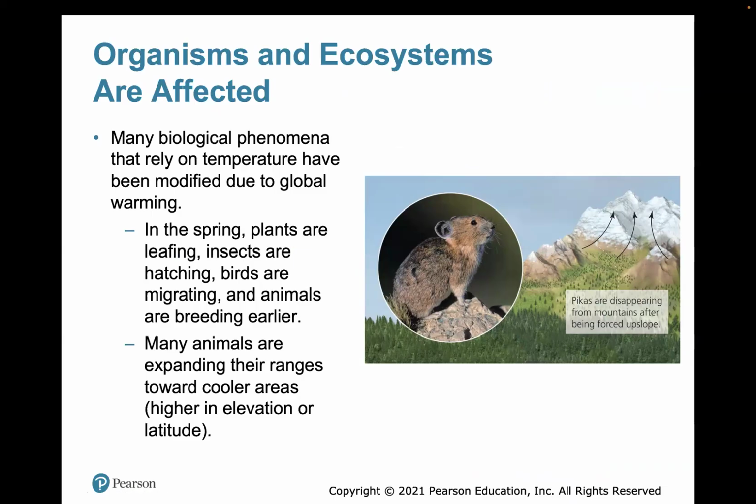Global warming is modifying the biological phenomena that rely on temperature. So many biological phenomena that rely on temperature have been modified due to global warming. In the spring, plants are leafing, insects are hatching, birds are migrating, animals are breeding earlier. Many animals are expanding their ranges towards cooler areas that are higher in elevation or latitude.